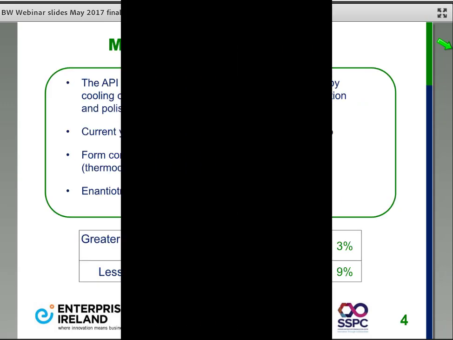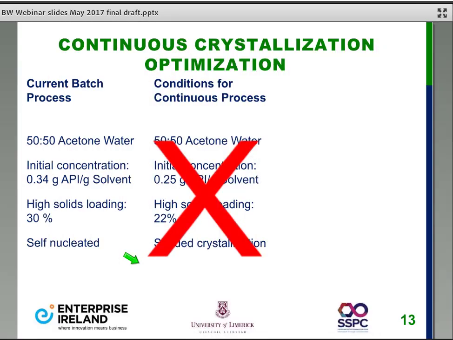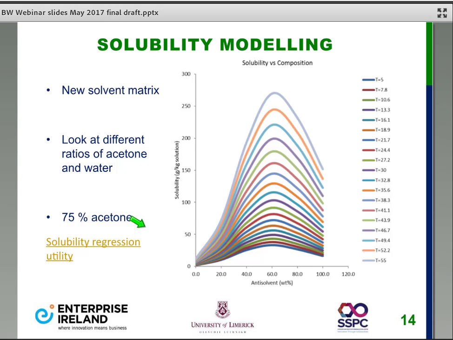When we reduced our initial concentration, we could see straight away that we weren't going to meet our yield. The solid loading was still too high at 22%. And then also we had a high throughput issue for our fixed equipment set. So we wanted to go back and look again at our solubility. We did some solubility modelling in Dynochem, and this helped us choose a new solvent matrix that would meet our requirements better. You can see here that we were at 50-50 acetone and water, which is about here. We were coming in at 55 degrees and we were right up here.